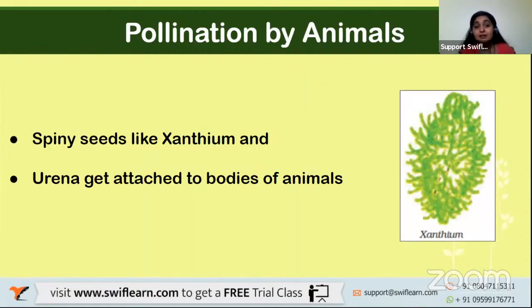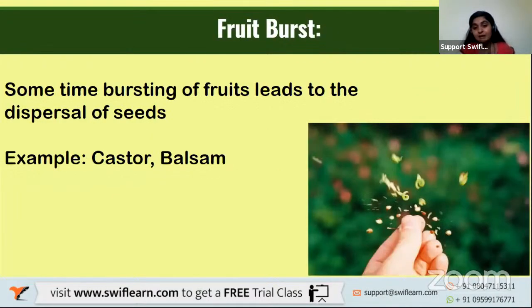Okay. Further, now dispersal by animals: spiny seeds like xanthium and urena get attached to the bodies of animals. If you see, xanthium is right here on the right-hand side of the screen. This is how it looks. This is how small it is, and this is how it easily sticks to animal feet or animal skins, and then they can take it away from one place to another, right?